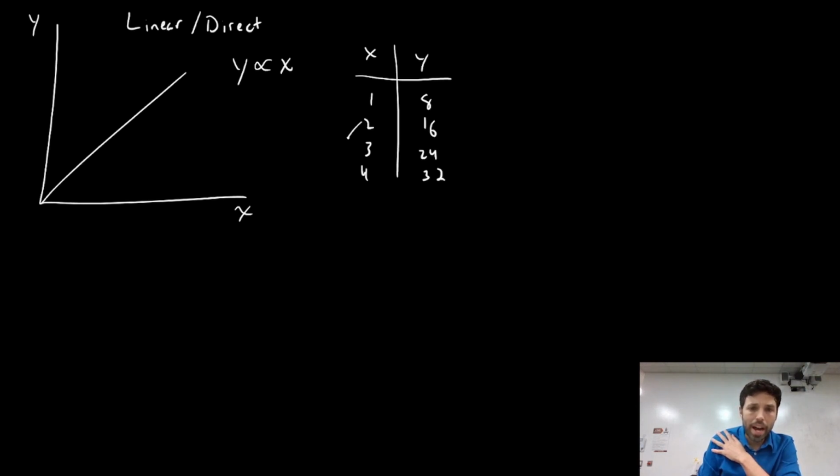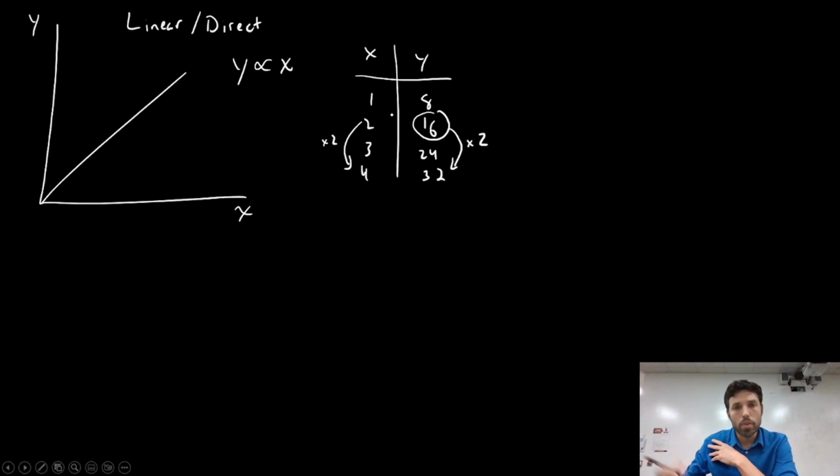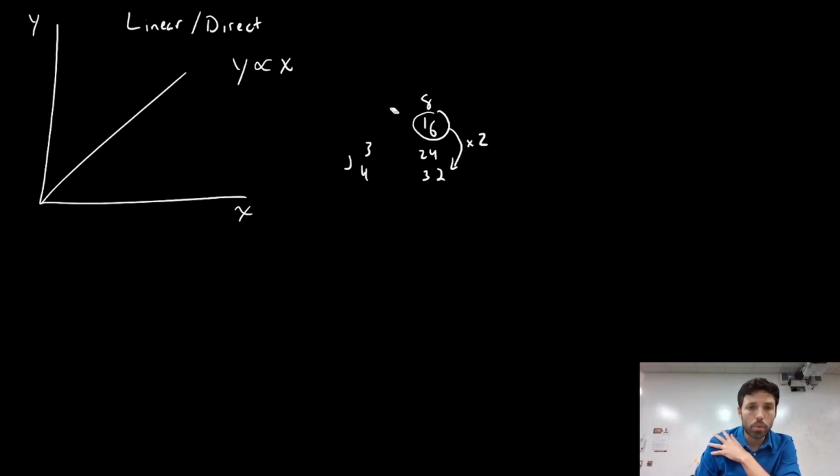Say I double my x value from 2 to 4, so I multiply it by 2. The corresponding y value should also double. And sure enough, it does: 16 to 32. I doubled one, I doubled the other, so I multiply them both by 2, and I can make predictions into the future or into the past that way with a direct relationship. They're directly related to each other. Whatever I do to one variable, I do to the other. That's called a direct or linear relationship.